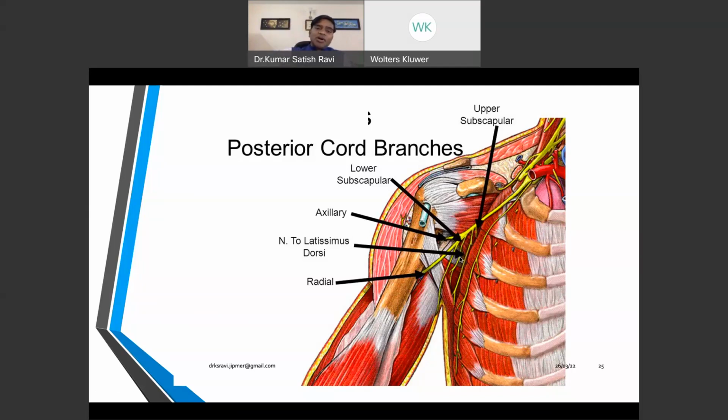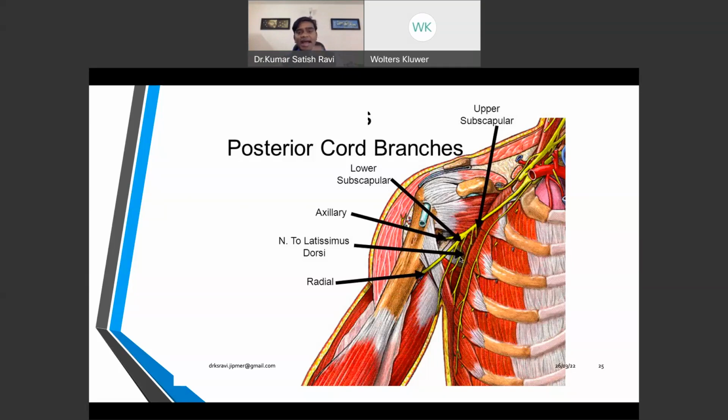Similarly, when we talk about the branches of the posterior cord of the brachial plexus, most of the branches will have root value C5 and C6, except this thoracodorsal nerve and the radial nerve. The thoracodorsal nerve will have root value C6, C7, C8, whereas the radial nerve, because it has contribution from all, will have root value C5, C6, C7, C8, and T1.